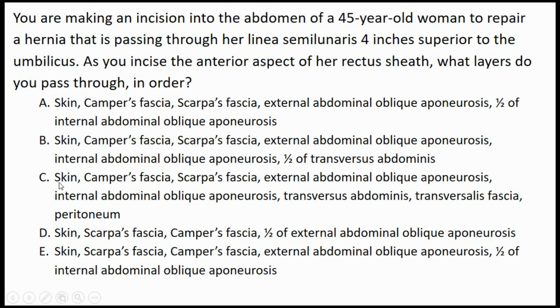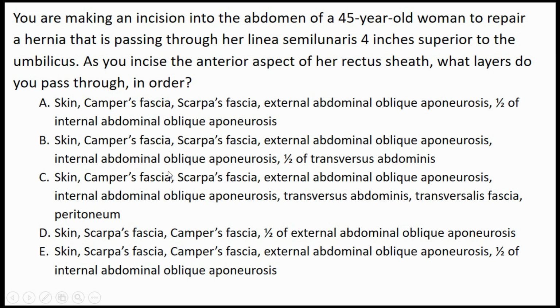All right, well, skin has to be first, but that's true of all of them. So then we have to figure out if it's Camper's or Scarpa's that's next. And it's Camper's first, then Scarpa's. So D and E are out. So we're left with A, B, and C. Now after that, we're going into the rectus sheath, and it's going to be the rectus sheath superior to the arcuate line. So external oblique aponeurosis. Okay, those all have that as the next option.